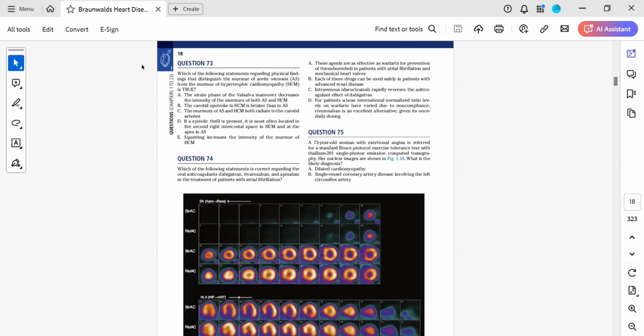Okay. Thank you. D. For patients whose international normalized ratio levels on warfarin are varied due to non-compliance, rivaroxaban is an excellent alternative, given its once daily dosing.